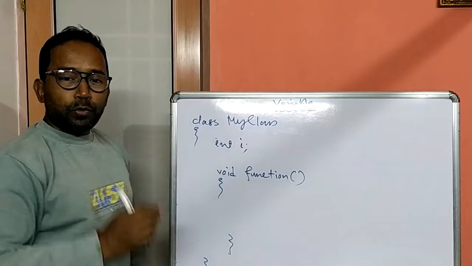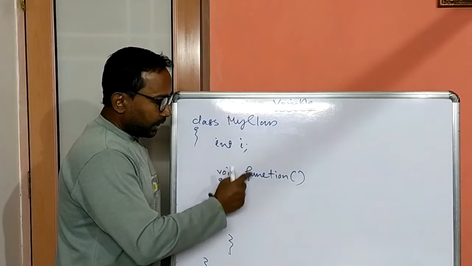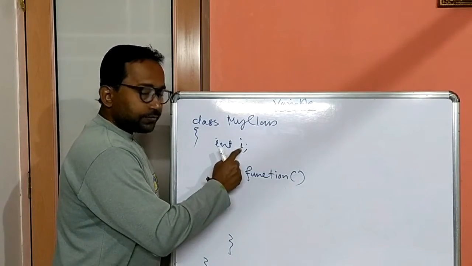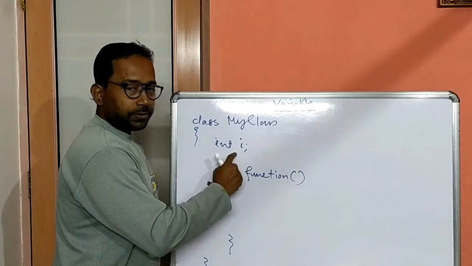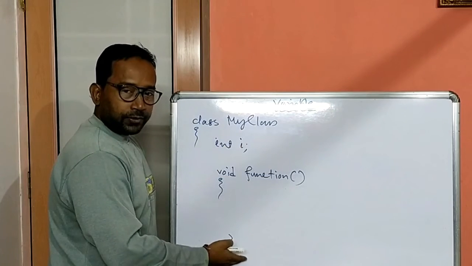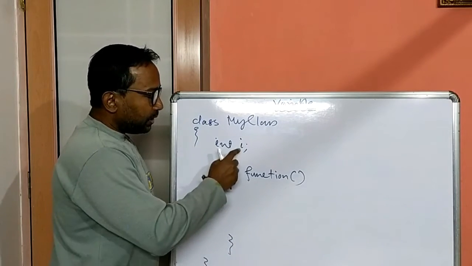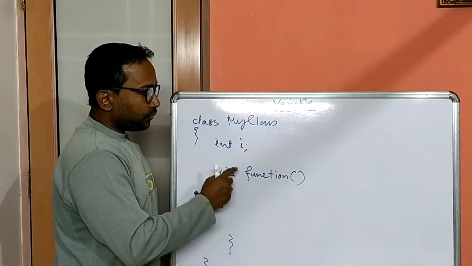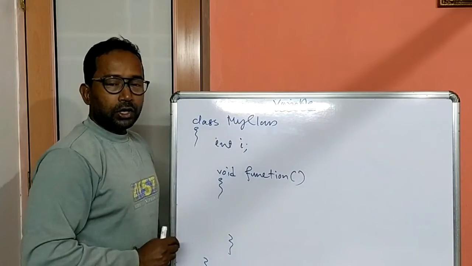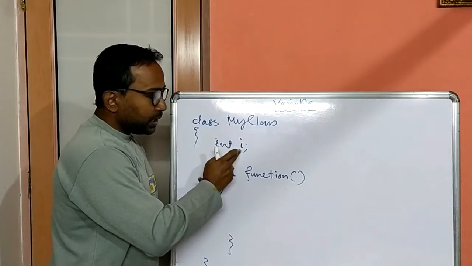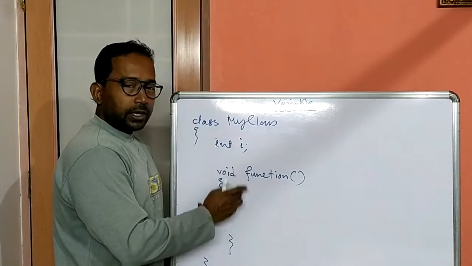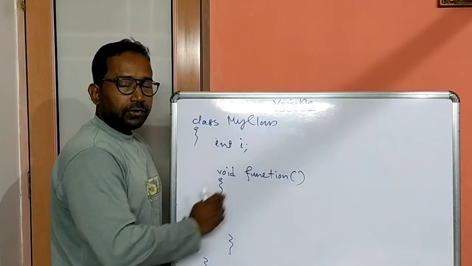So in this class I have two members: one is a variable, another one is a function. Now this variable is declared outside of this function. This class may contain another function or more than one function, 3, 4, 5, 100 functions. But the variables that are declared outside of all functions in a class are called global variables, because this variable can be used globally inside this class from any function.